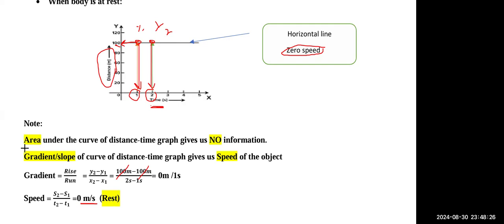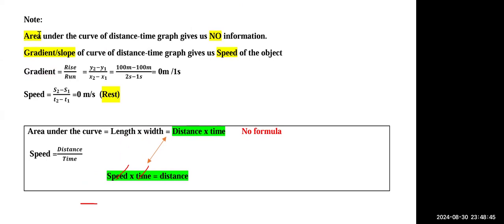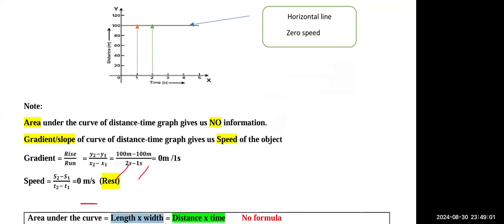Is it clear? Remember, these 2 points are very important. I am repeating again and again so that you can easily understand the importance of that topic. Now I have given you the part about area. Why does area not give any information for a distance time graph? Remember, area under the curve. When you have to find the area under the curve, it is equal to length multiplied by width. So if you look at the diagram here, this length is representing the time, and this width represents the distance.